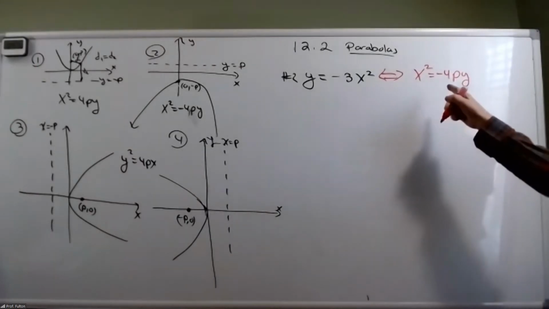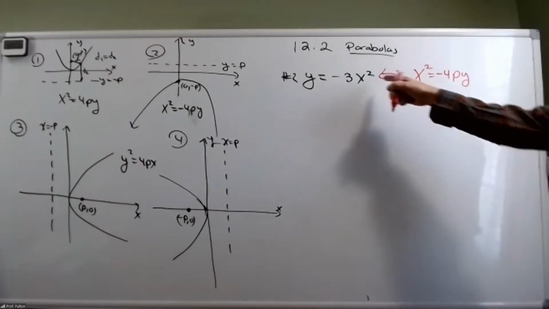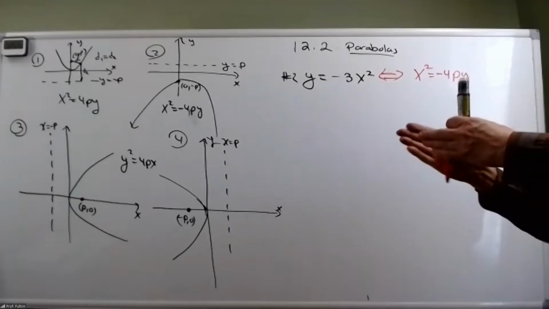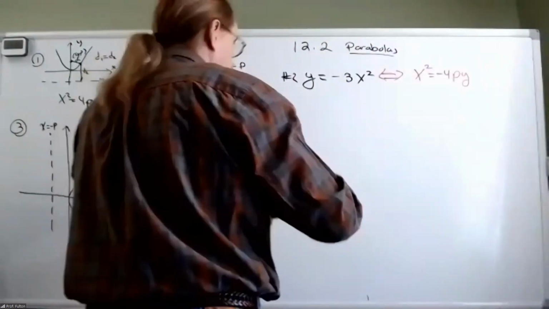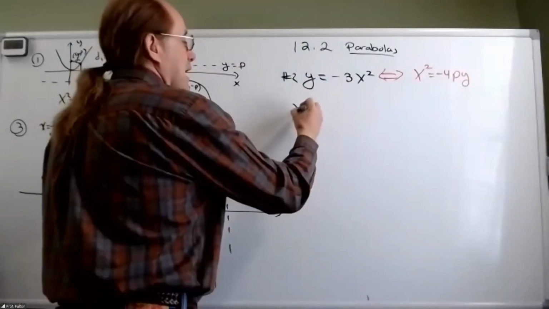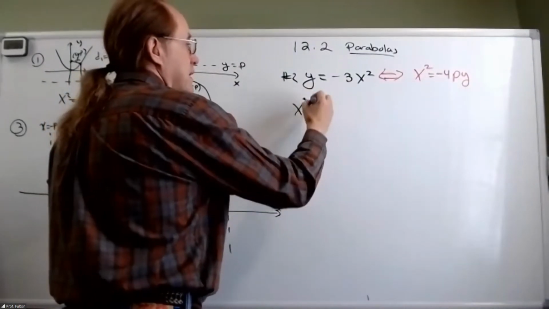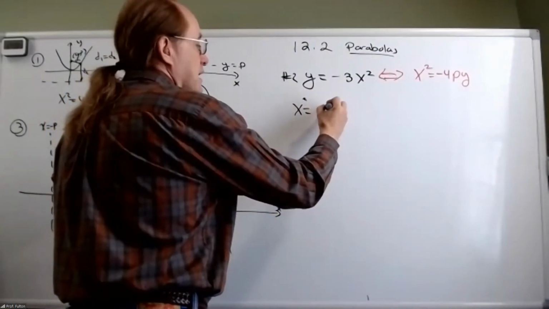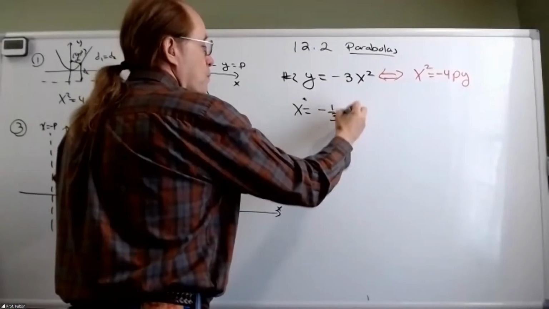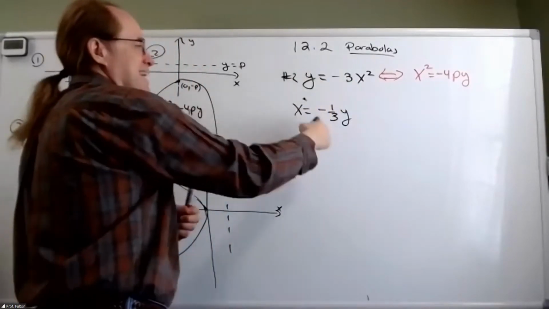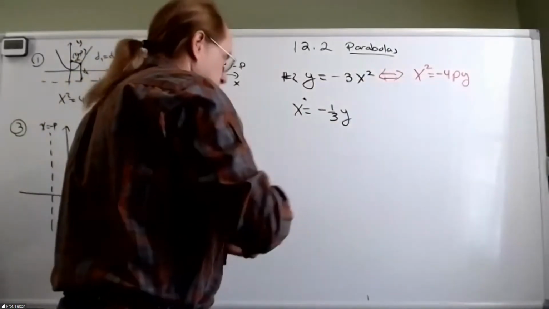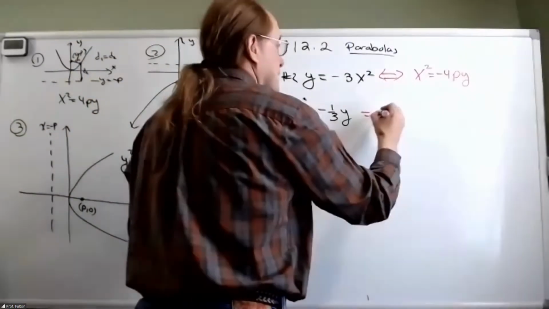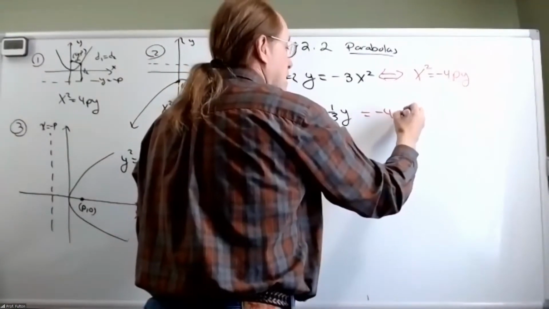So what I can do, if I wanted to, is solve both of these for x squared and set them equal to each other. So over here, if I flip this around, this says my x squared is equal to a negative 1/3 y. So I just divide both sides by -3. Well, that's also equal to x squared. So this has to be equal to a negative 4py.